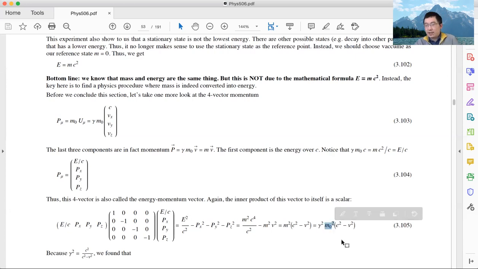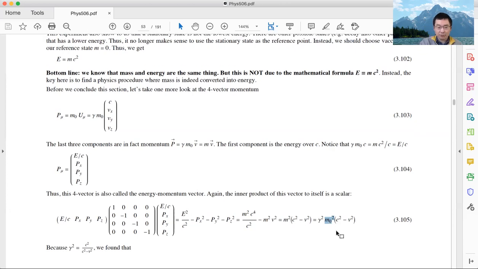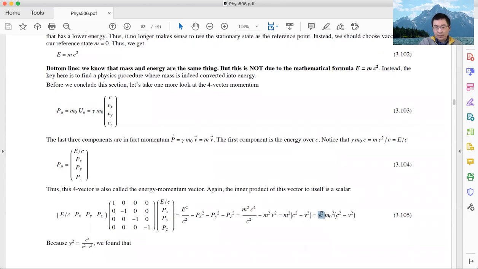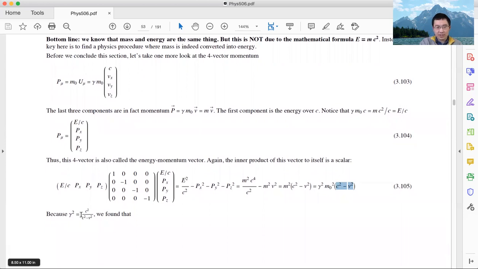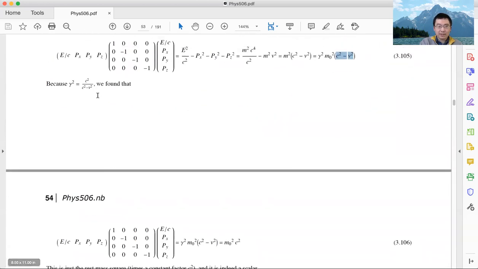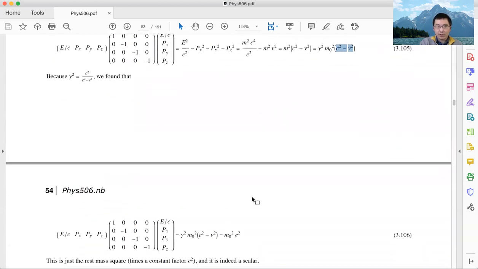Okay. And then multiplied by c squared minus v squared. One nice thing to notice here is gamma squared times c squared minus v squared is actually c squared. Gamma squared itself is this guy. So if we replace gamma squared with this, that's the definition of gamma, we find that this inner product is actually m0 c squared. So the energy momentum vector inner product with itself is m0 c squared, rest mass c squared.